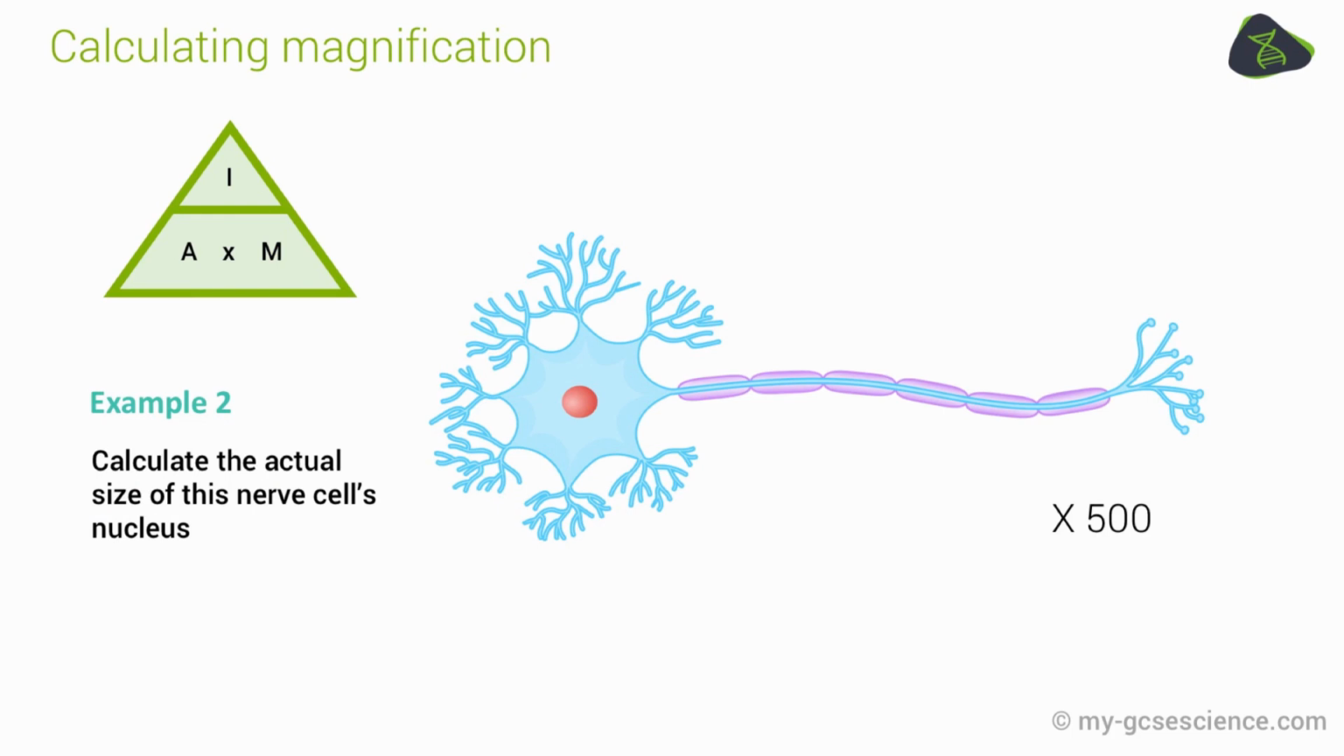In the next calculation, you are asked to calculate the actual size of the nerve cell's nucleus. And you have been given the magnification. So you're trying to find out the actual size. You've been given the magnification. You need to use your ruler once again to work out the image size, but not the overall image, just the image size of the nucleus.